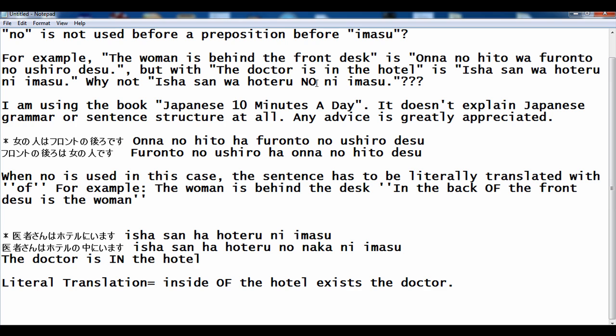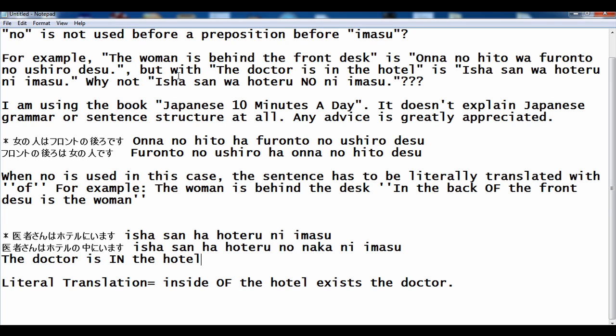This pretty much works for all of the prepositions. So literal translation, inside of. So think of when you use that no, of. It is possessive. I hope that's the best way I can explain, just to show you some examples on how to use that no. So just remember, you have to have a preposition to use that no.